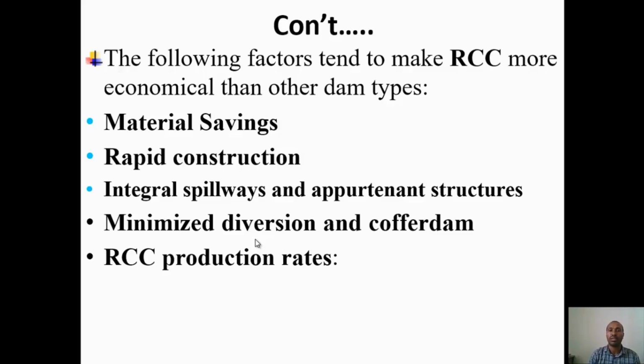Appurtenant structures and spillways can be incorporated in the body of the dam, and this also minimizes the diversion and cofferdam. So cofferdam and diversion can be minimized. You don't need a separate spillway or other structures like an embankment dam. So they are integral; you can integrate them with the body of the dam. And RCC production rates are very fast, so you can complete on time.